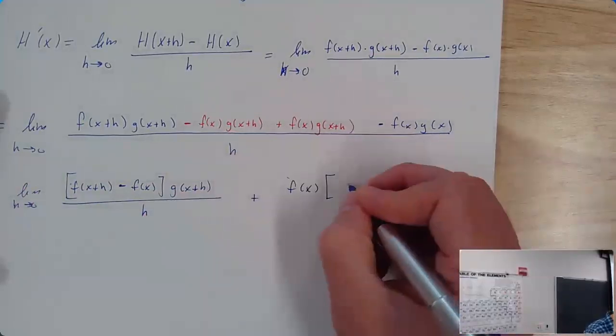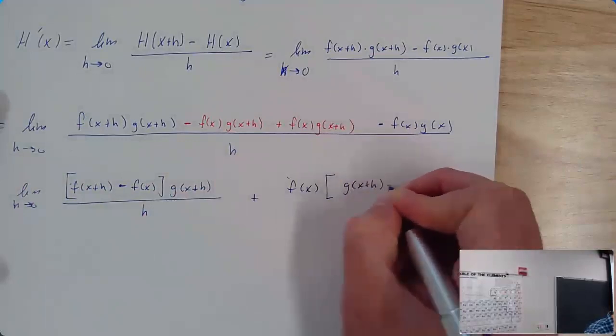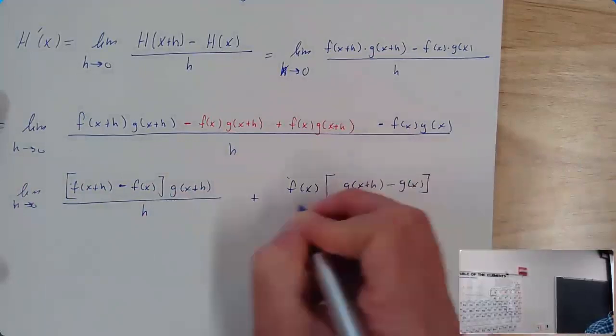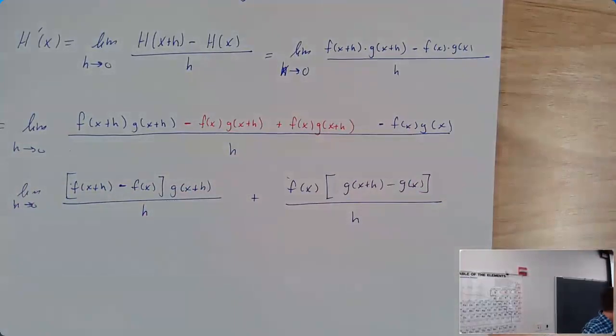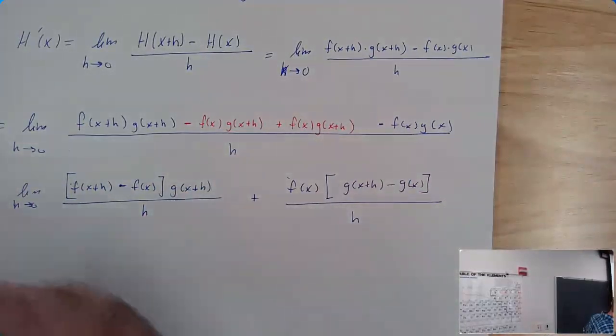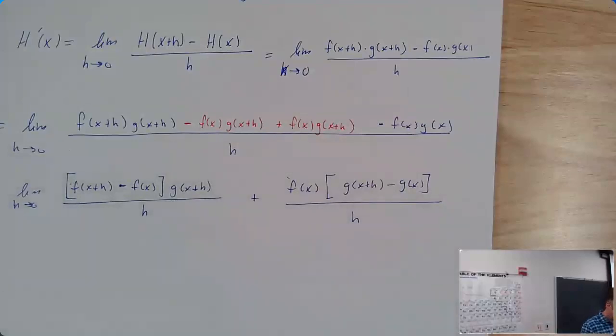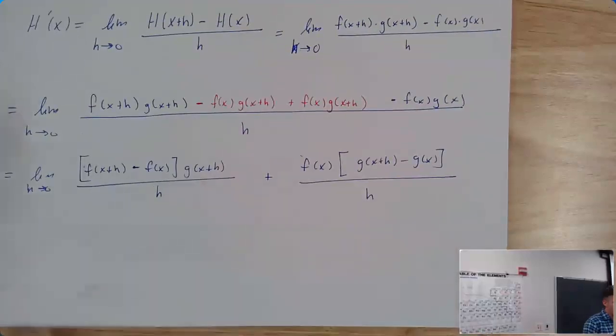So g of x plus h minus g of x all over h. Still the same? Still the same. And now we're going to make it look just a tiny bit different. And actually, here is where we often use some of the limit rules that we have talked about a lot, but never really used. We're going to say that the limit of the sum is the sum of the limits.